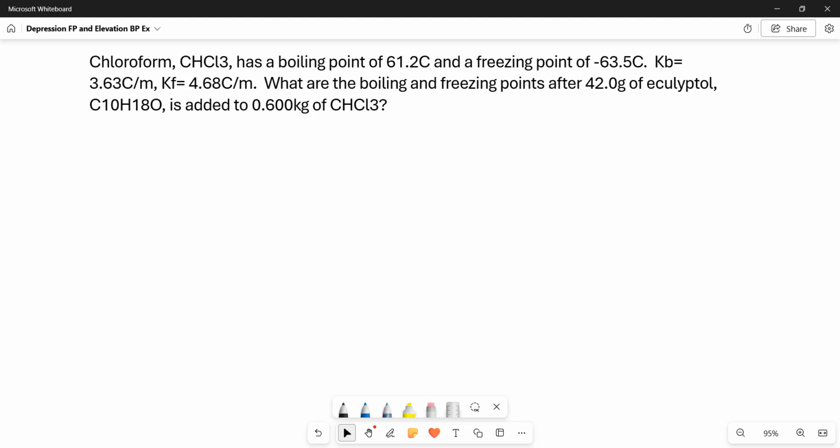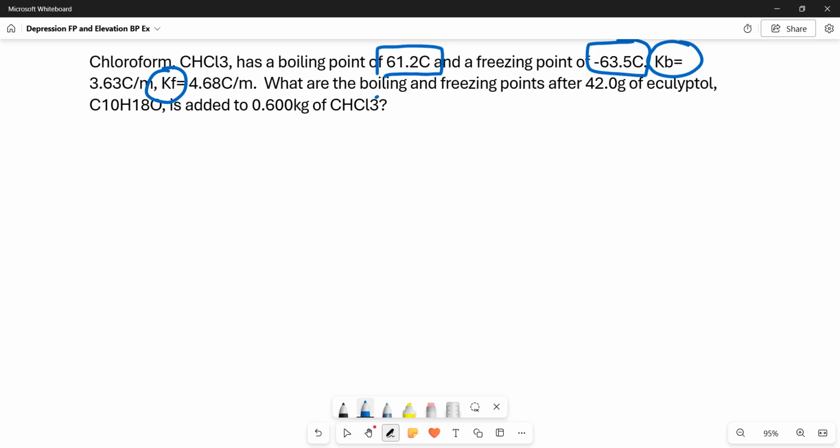It says chloroform has a boiling point of 61.2 degrees Celsius, so this is the original boiling point, and a freezing point of negative 63.5 degrees Celsius. So those are the original constants or properties for chloroform. Now, they also give us some other information. The K of B, so we do need this for the formula, is 3.63 Celsius per mole, and the K of F is 4.68 degrees Celsius per mole.